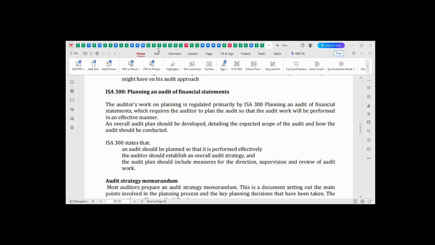Now, direction, let me explain it in this way. Let me use this example. You have two audit staff, working as part of your audit engagement team. You ask staff A to focus on non-current assets, and staff B to focus on current assets. These are two areas that you expect them to focus on. What I've just said now is I've given direction.